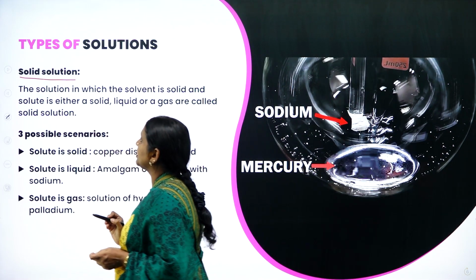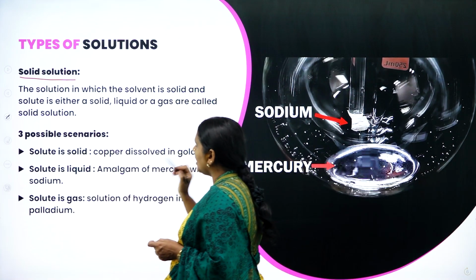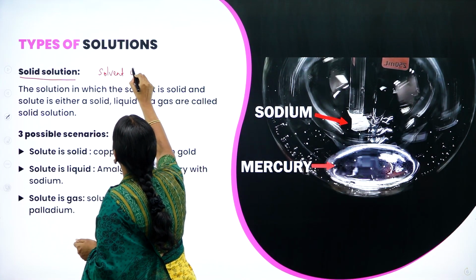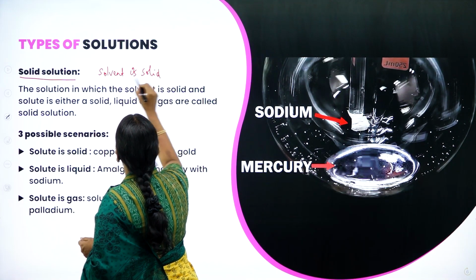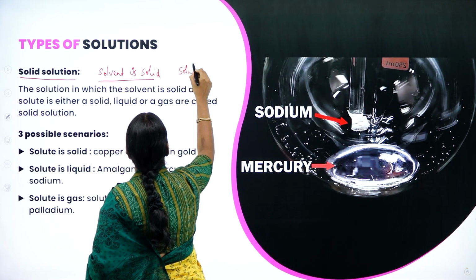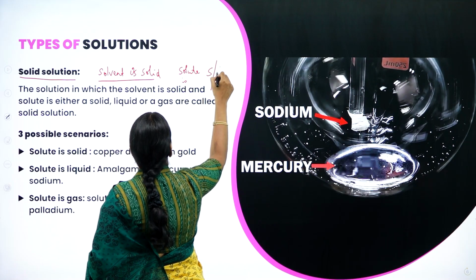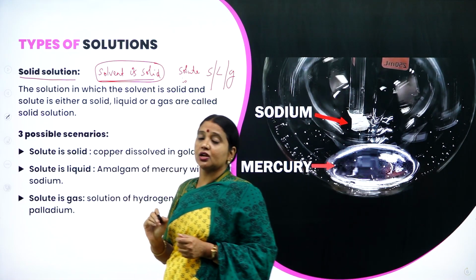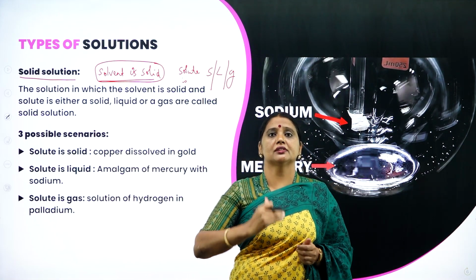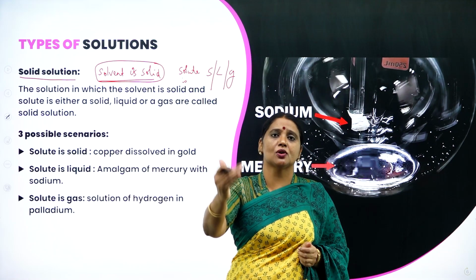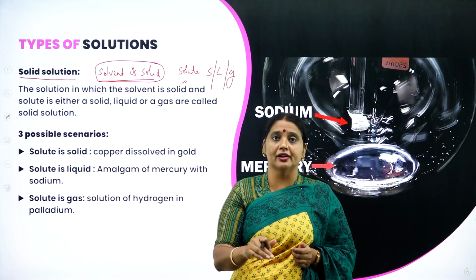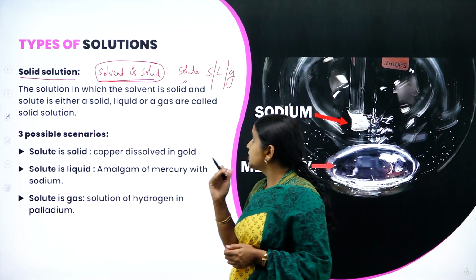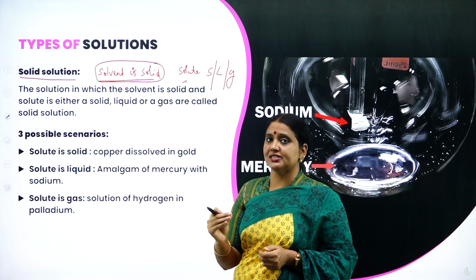The first type of solution is solid solution. Solid solution means here the solvent is always solid, but the solute is either solid, liquid or gas. The solvent is always solid. That means the component present in larger proportion is called solvent. In this type of solution, solid is present in larger proportion. Solute may be solid, liquid or gas.